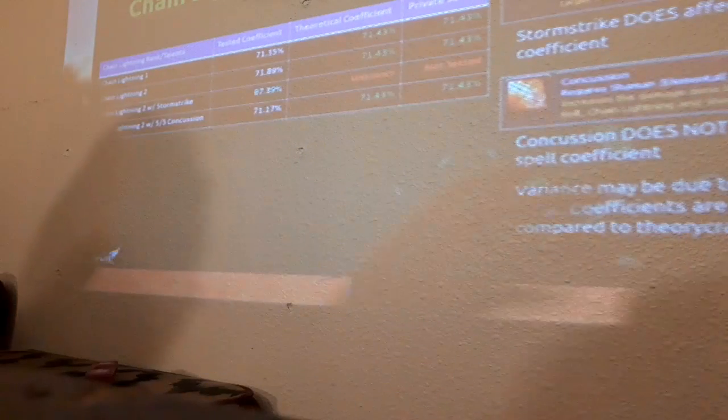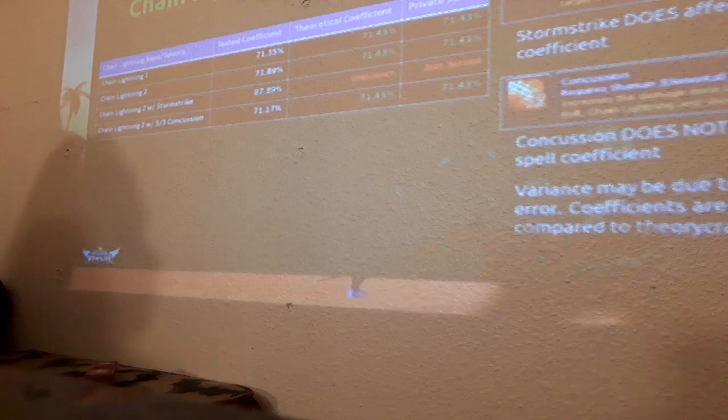A very similar thing exists when we look at Chain Lightning. Now we're supposed to get around 71.43%, which is exactly what we get on private servers and what we tested in the Classic WoW Beta. Same thing with Concussion, it does not affect the spell coefficient. However, Storm Strike does increase the spell coefficient for Chain Lightning. Not as much as it did for Lightning Bolt, but still it is an increase.